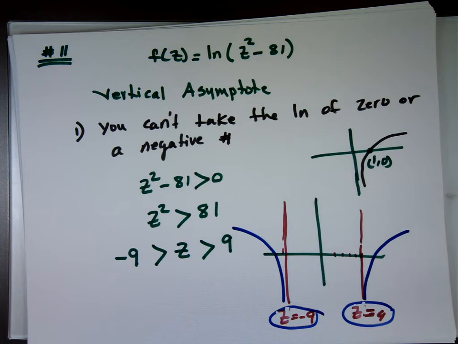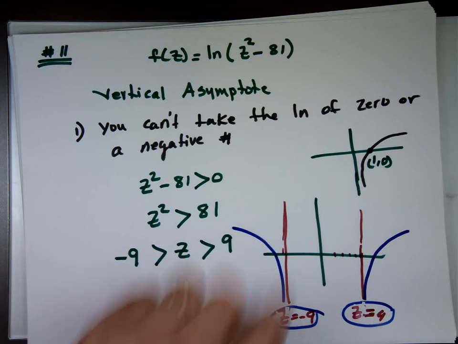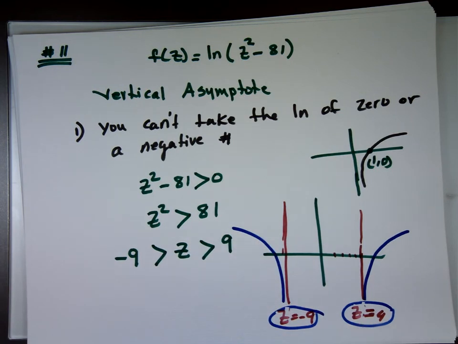You gotta match the letters. Yeah, you forget these things. You gotta pay attention to them. Z, but you can't just write minus 9 and the other one 9. It has to be an equation. A vertical asymptote is an equation, a line that goes up and down. So minus 9 doesn't tell me anything. So it has to be z equals minus 9, z equals 9.